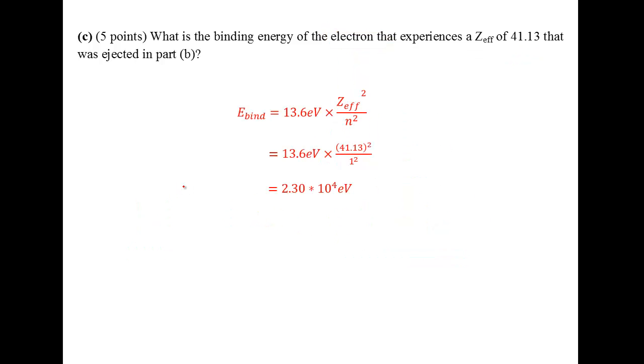So, we use the Rydberg equation and plug in n equal 1 and Z effective 41.13. If you plug it in, you can find that the binding energy is equal to 2.30 times 10 to the 4 electron volts. Notice the use of sig figs here. Since there are three sig figs for the Rydberg constant, I used 3 sig figs for the final answer.